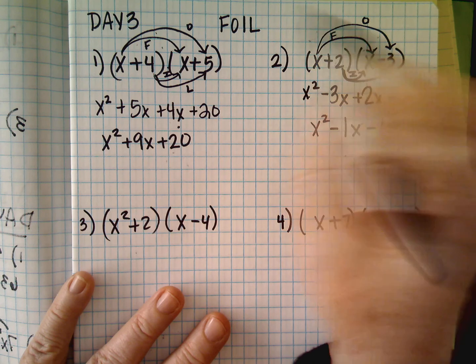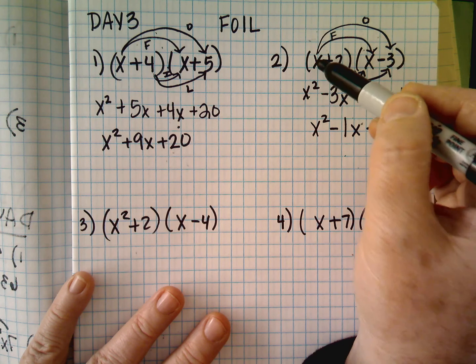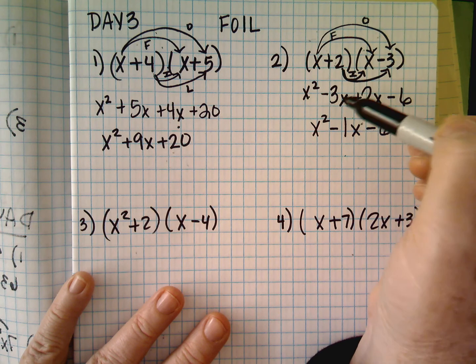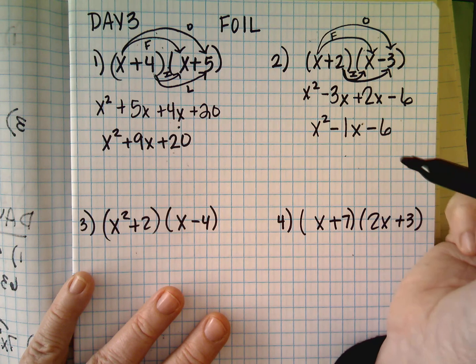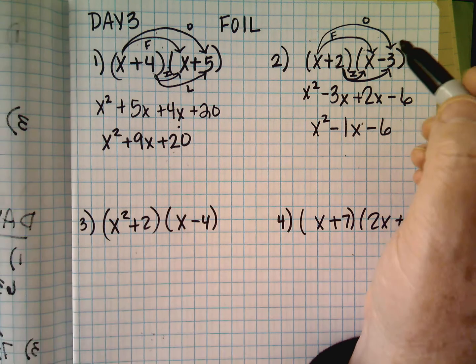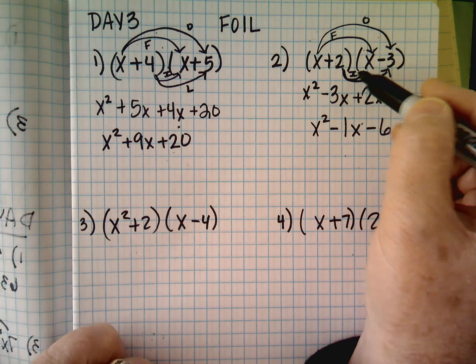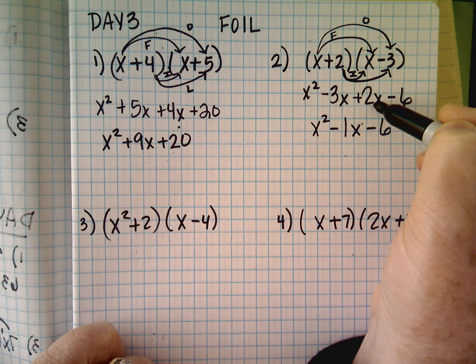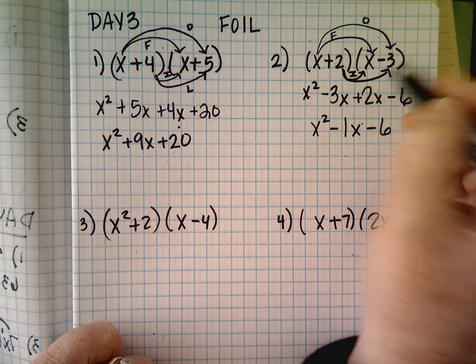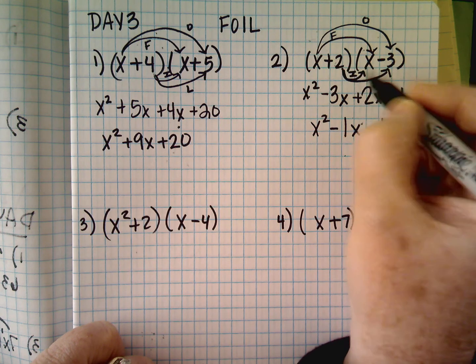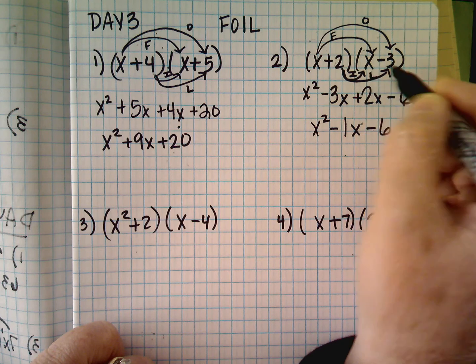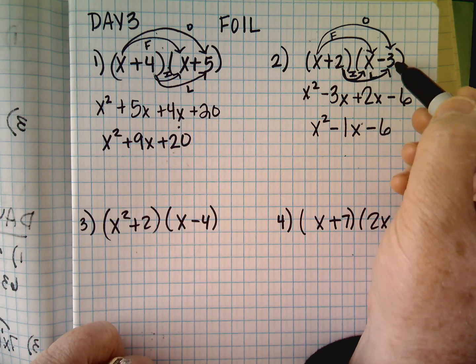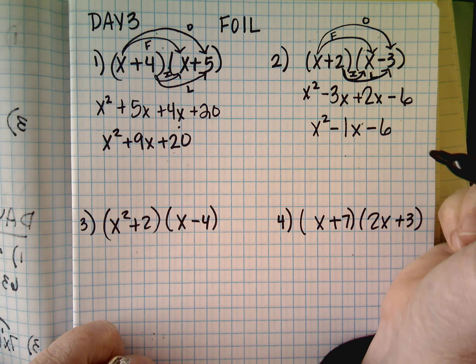Outside times outside, that's what the O stands for, is outer. So x times negative 3 is negative 3x. Inside times inside is what my I stands for. That would be the 2 and the x, so it's going to be plus 2x. And then L stands for last times last, so that is 2 times negative 3, which is negative 6.